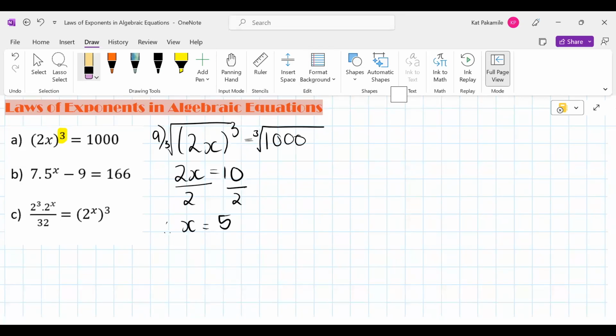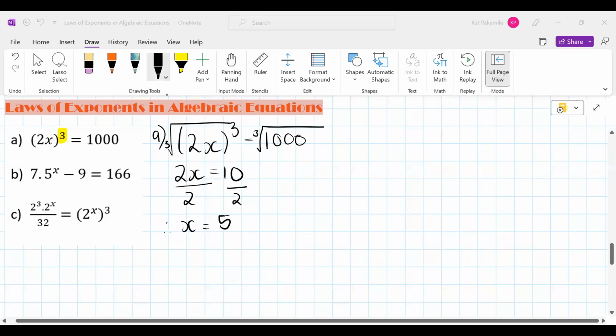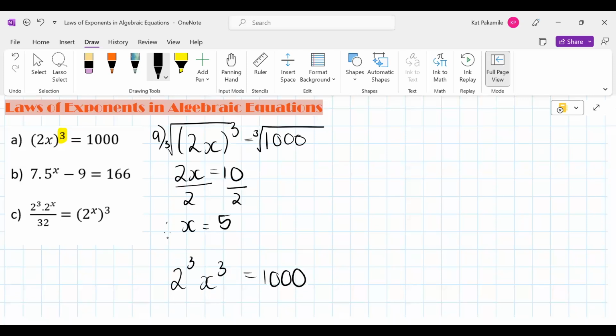Okay, beautiful. Let's hear if everybody who's left wants to help me or has a question. Yes, Tabi? Can't you also say, I thought that you distribute the power, so you say 2 to the power of 3 and then x to the power of 3, and then you simplify it, so 2 cubed? Can you do that? Yes, you can, and then you do the same.